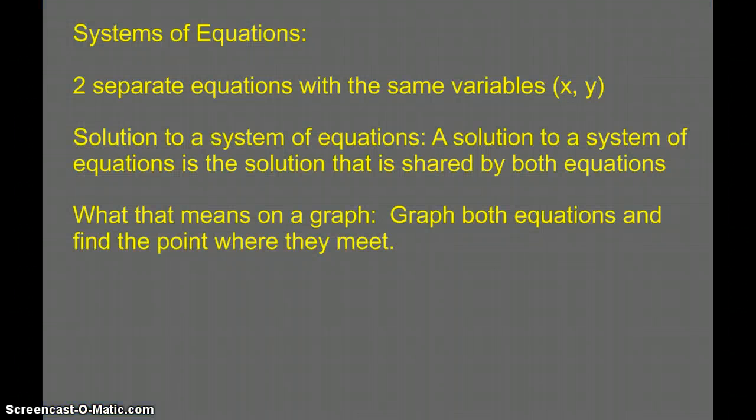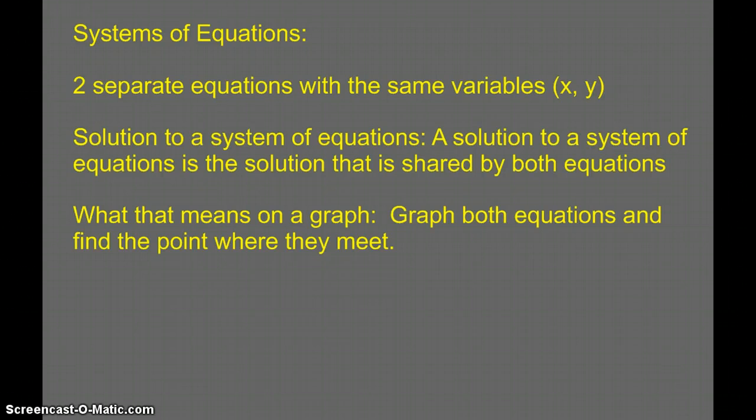So now we can get into our new material. Now that we remember what a solution is and the fact that we can graph the solutions to an equation, that leads us into our systems of equations. And what a system of equations refers to is 2 separate equations, and actually we can do systems with more than 2, but for this class we're going to stick with 2 separate equations with the same variables. For example, both equations will be written y equals, with x and y both in the equations.